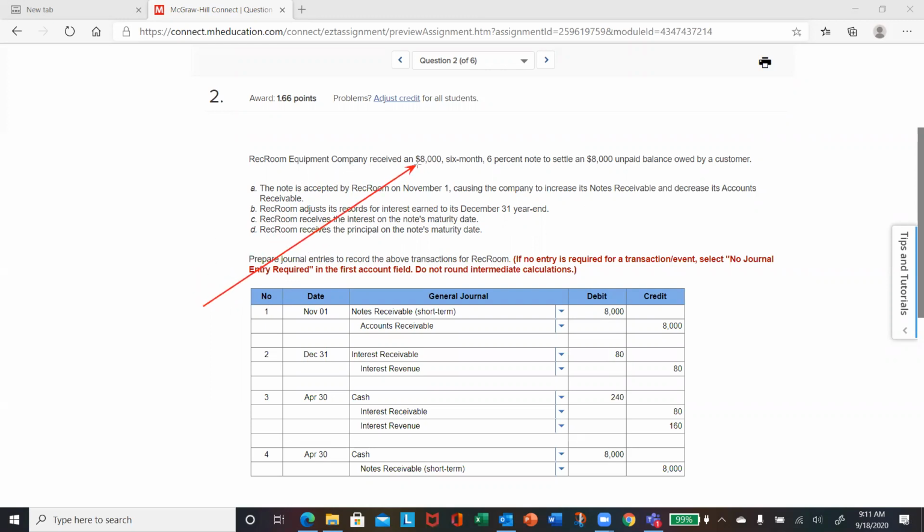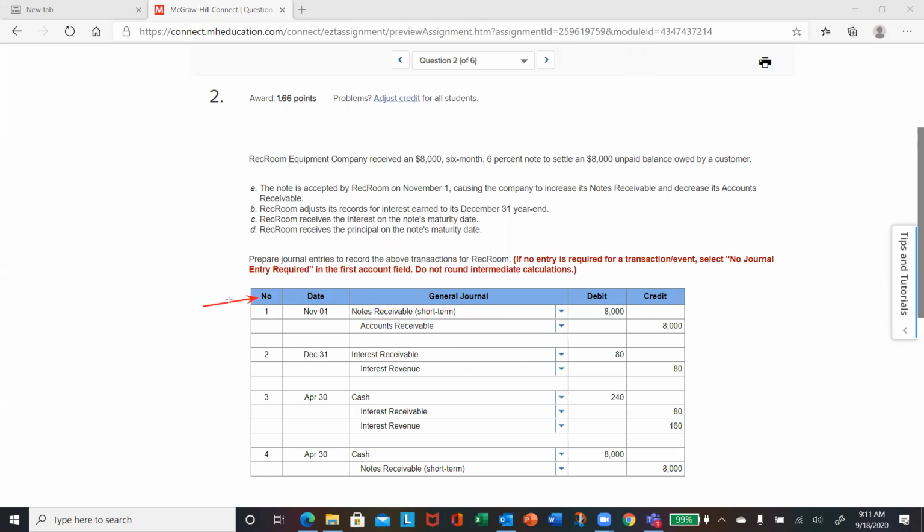So to start with, they've got an $8,000 note. It's a 6-month note at 6%. And notice how they would debit notes receivable and credit accounts receivable. So notice this was basically the customer had owed them money, and so it had been long past due. So what the company did was they started to charge interest. So all they did was they converted that accounts receivable into a notes receivable, so simply by debiting notes receivable and crediting accounts receivable for that $8,000.